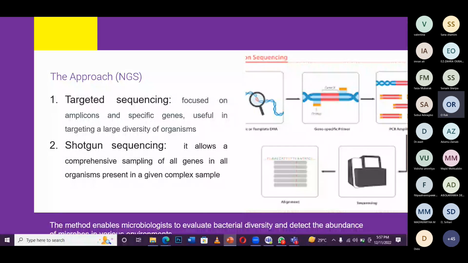Target sequencing is focused on 16S rRNA, while shotgun sequencing is focused on whole genome shotgun, WGS metagenomics. Whole genome shotgun, not whole genome sequencing. All shotgun sequencing. It allows a comprehensive sampling of all genes in all organisms present in a given complex sample. I hope that is clear.